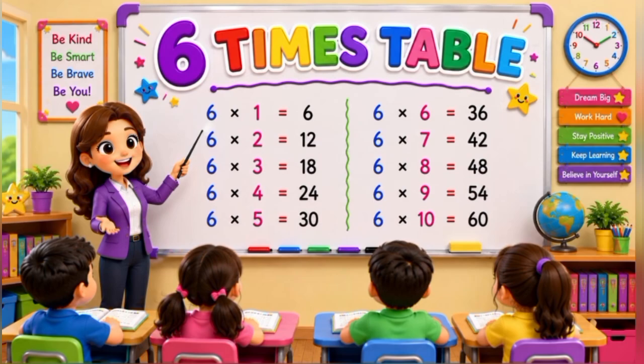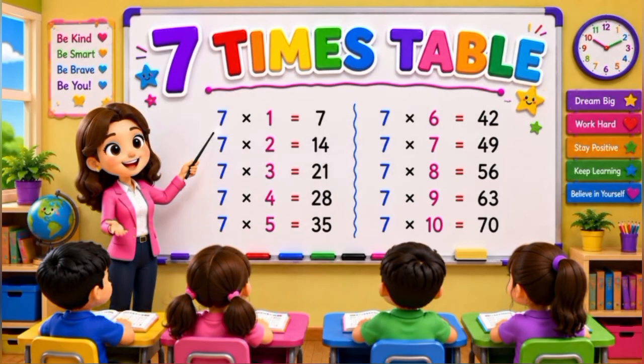6 times table. 6 ones are 6. 6 twos are 12. 6 threes are 18. 6 fours are 24. 6 fives are 30. 6 sixes are 36. 6 sevens are 42. 6 eights are 48. 6 nines are 54. 6 tens are 60.